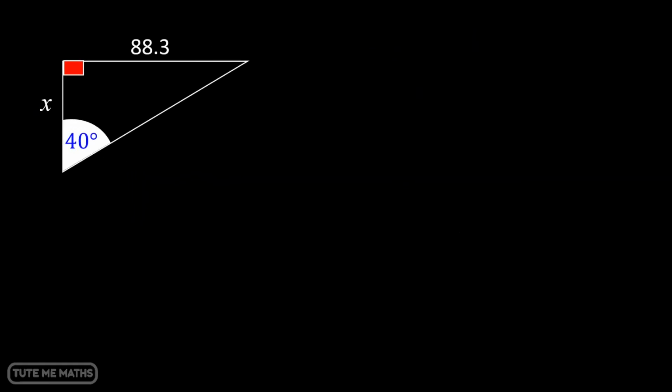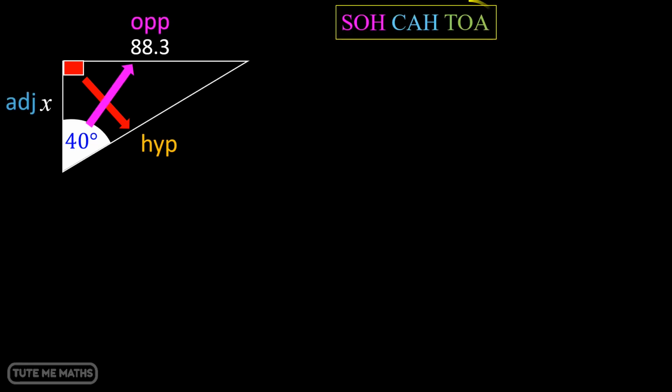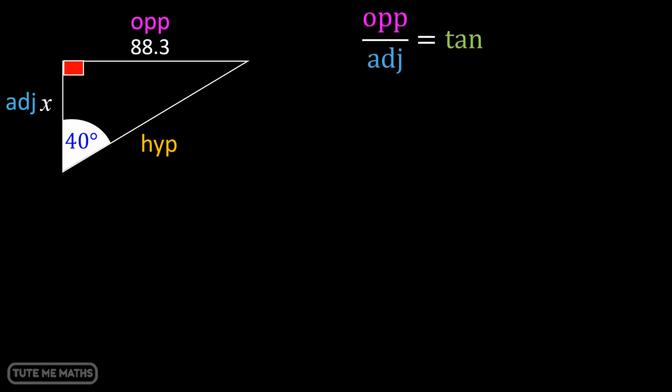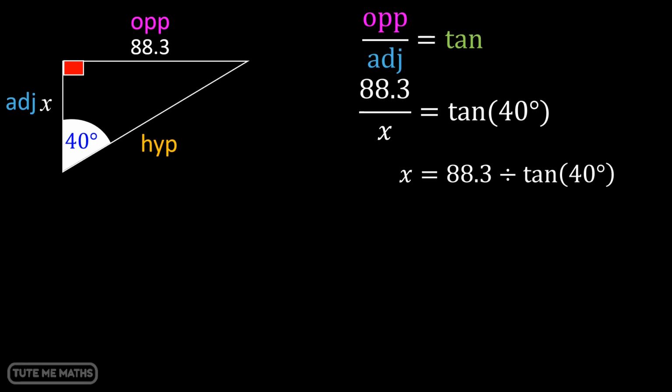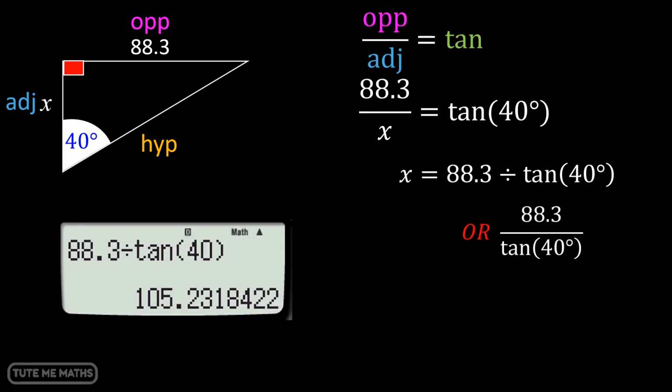Quickly try this one before we wrap up this video. You should have labelled the sides like this and selected tan as the ratio. This leads to the final calculation, 88.3 divided by tan 40, which is 105.2 correct to one decimal place.